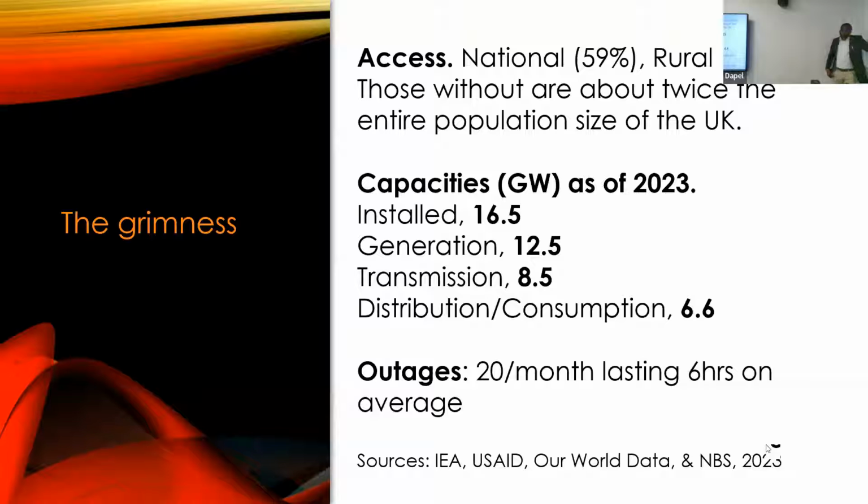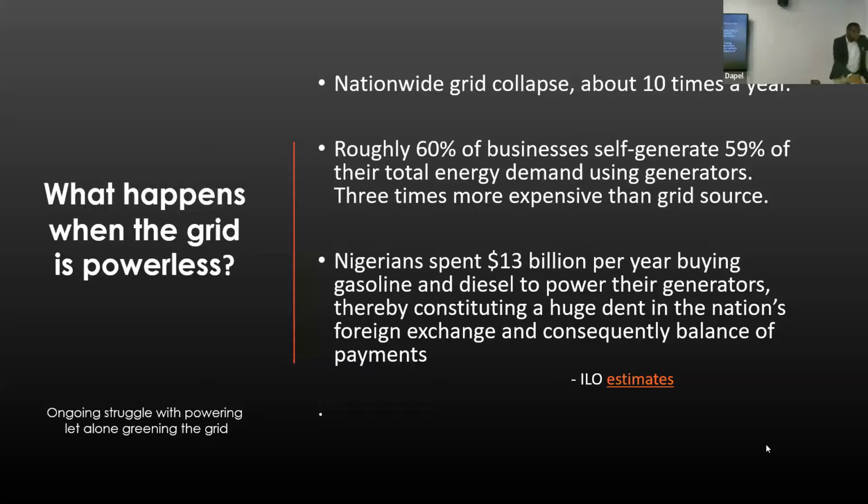So as we move down the value chain, the final energy being delivered along the way has shrunk significantly. And there are on average 20 outages a month lasting 6 hours, right? Now, what happens when the grid is powerless? The grid is intended to evacuate power from the generating plants and transmit it. So what happens when the grid is weak? The grid collapses on average about 10 times a year, and that will bring about a national blackout.